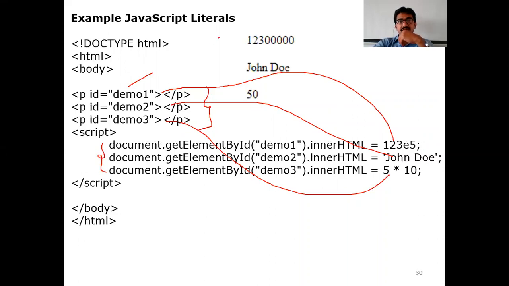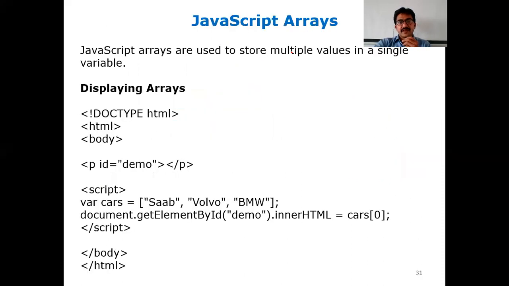So this is the output. See the output displayed like this. E means exponential. So that's why 1, 2, 3, and 5 zeros. Exponential 5. So E4 means 4 zeros after the number.